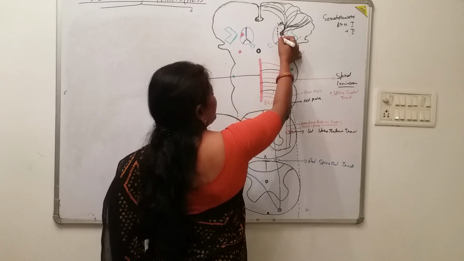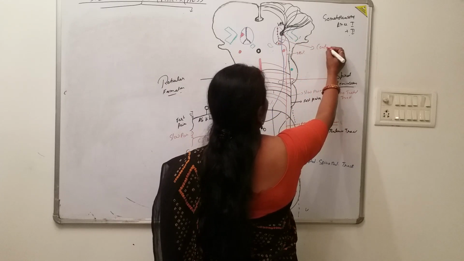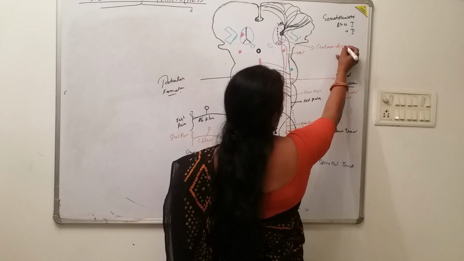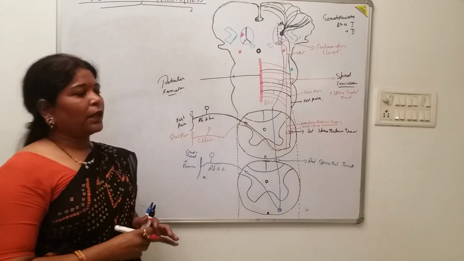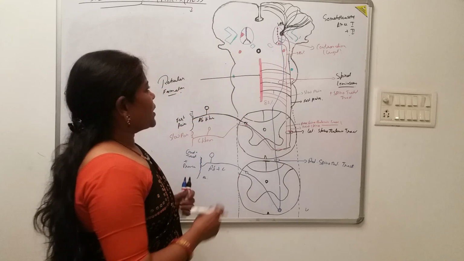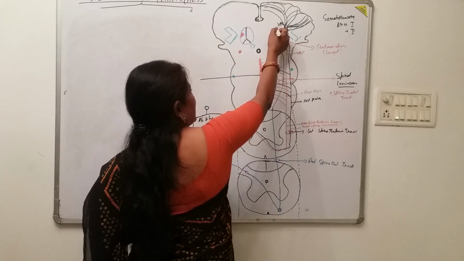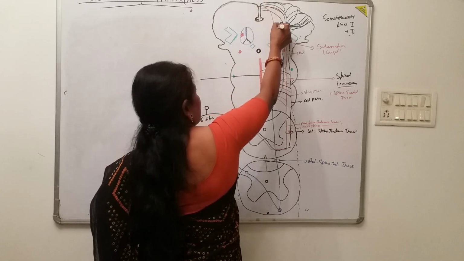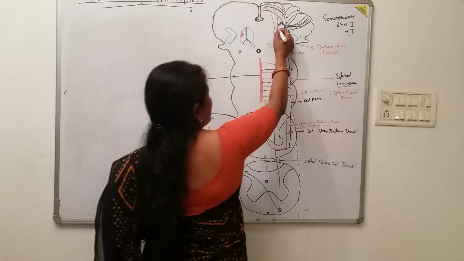Mainly it is the centromedian nucleus of the intralaminar lamina, which is the largest nucleus. The fibers terminate there. What does it do now? Again, the third order neuron fibers arise from here and go to the post-central sulcus, again the somatosensory areas 1 and 2.